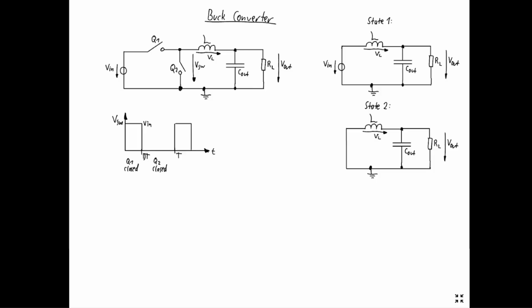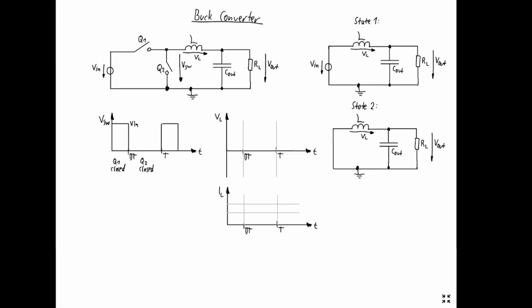In state 2, Q2 is closed and Q1 is open. This is this state here. And the circuit reduces to the circuit shown here on the right side, where the ground is connected to the inductor, and then the inductor is connected to the output capacitor and the output resistor.